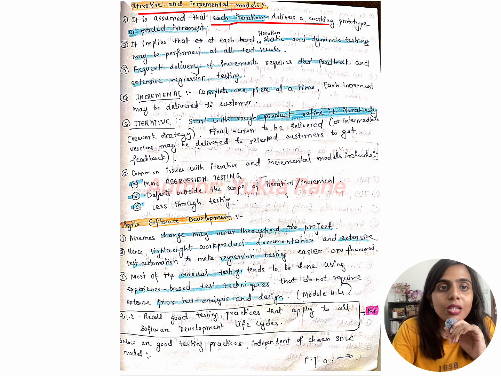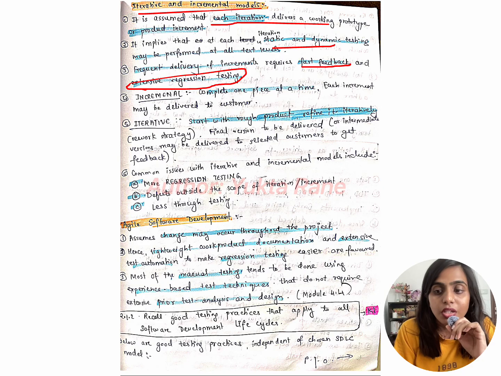We will now dig deep into what is iterative and what is incremental. It implies that at each iteration static and dynamic testing can be performed, okay. Frequent delivery of increments requires fast feedback and extensive regression testing. This part is very important. It requires extensive regression testing so that you know that whatever development you have carried out in the working prototype is not affecting the other working parts, okay.